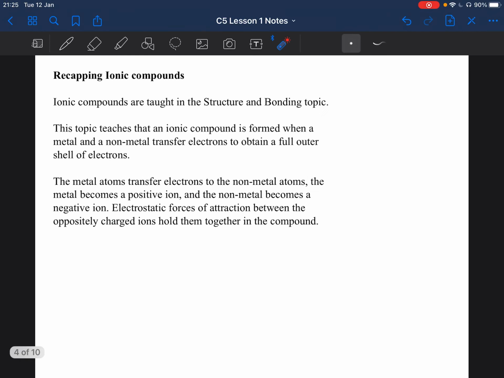Okay, guys, so I'm going to move on to the next recap and look at how ionic compounds form. Again, you would have learnt about this in our C3 structure and bonding topic. When we talk about ionic compounds, we're talking about reactions between metals and non-metals. And the reason they become ionic is this bit here, because they transfer electrons and we get that imbalance of charges.